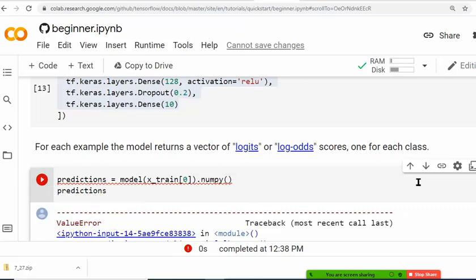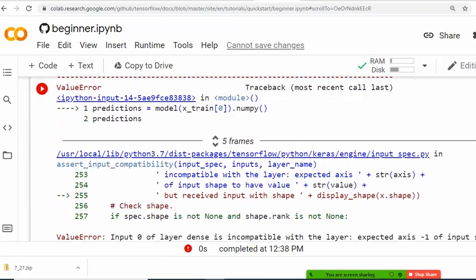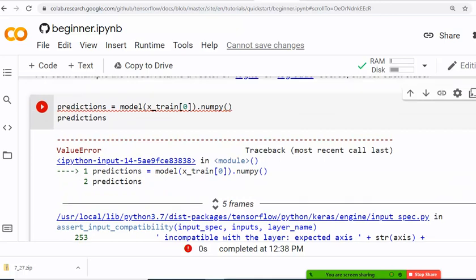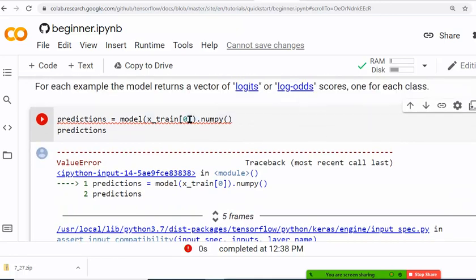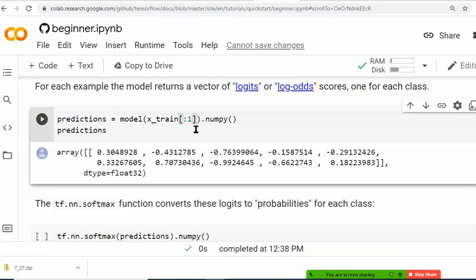All right, so maybe I didn't do this right. Why is that not correct? Okay, so let me do this. Okay. All right, now, what do we have here? These are my outputs.